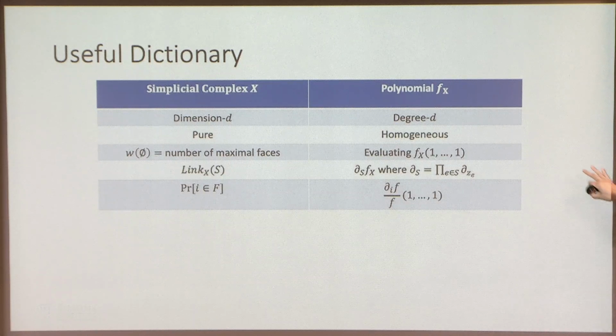And putting these 2 together, you can see that here, the numerator is, if you take the partial derivative with respect to some element and you evaluate at all ones, this gives you all bases that contain your element. And in the denominator, you just get all bases. So in particular, this is the marginal probability of seeing your element in a uniformly random base. Okay.